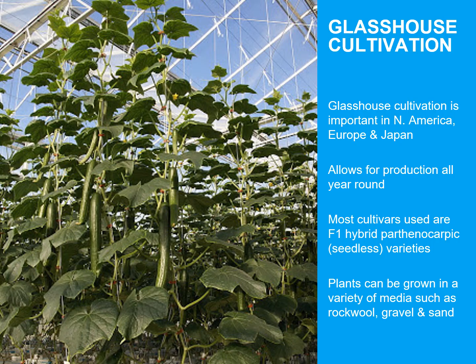So glasshouse cultivation, as I mentioned, is quite intensive, and large amounts of fruits can be produced within a glasshouse. It's an important method of production in North America, Europe and Japan, where the outdoor climate might not be as suitable for growing cucumbers in the field. So this allows for year-round production of cucumber fruits. And most of these cultivars are F1 hybrid, parthenocarpic or seedless varieties.